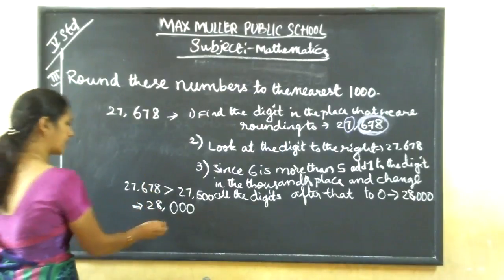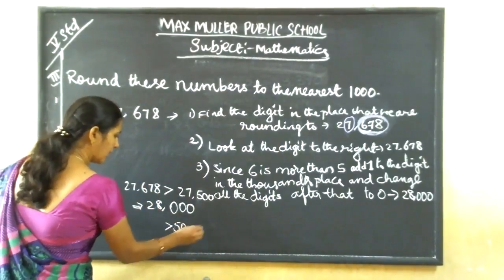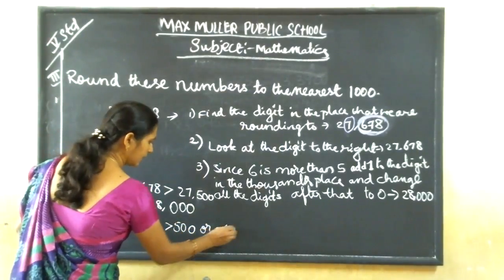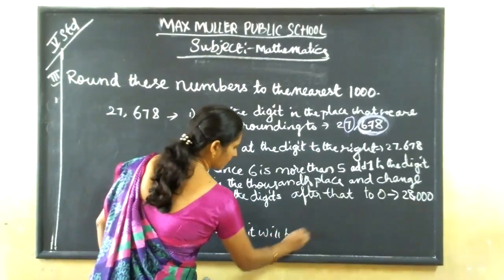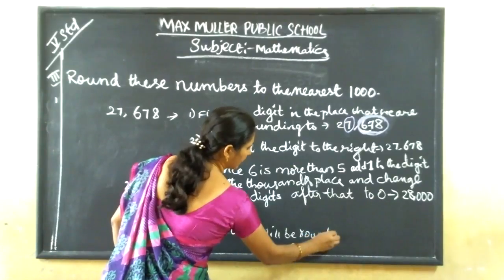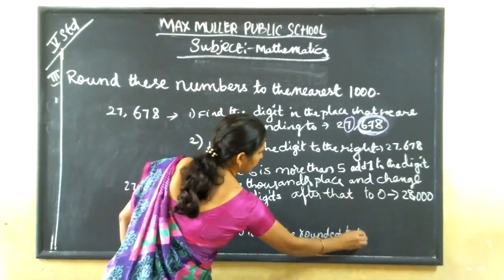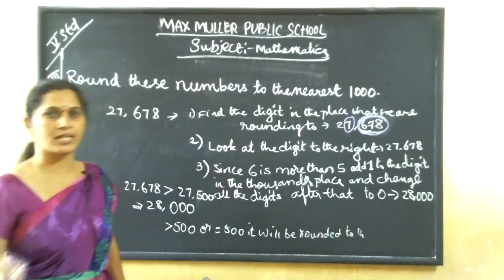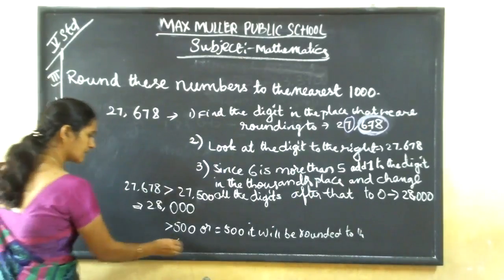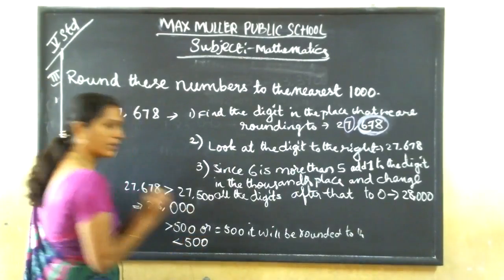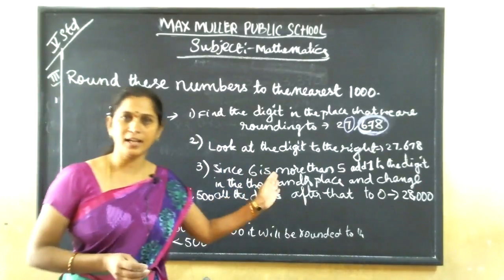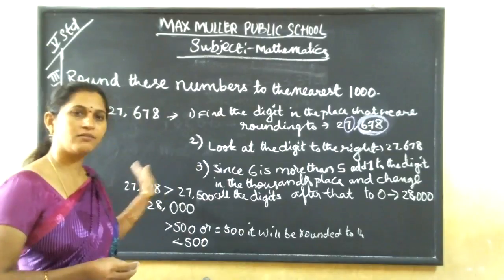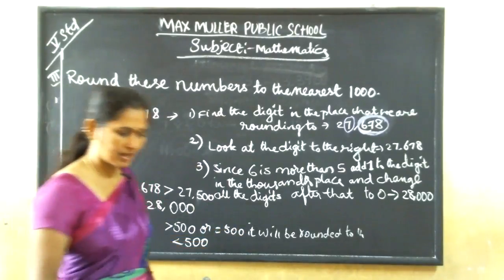If it is greater than or equal to 500, it will be rounded to the next thousand. Rounded to the next means adding 1 to the thousands place. If it is less than 500, no need to add any 1 to the thousands place. Same thousand only we can write. Got it? Understood, I think.